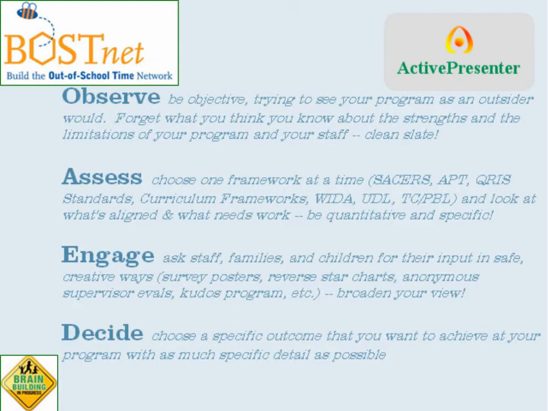Use your first star charts where the kids have a list of all the activities and they get to put stickers or stars next to their favorite ones so that you're getting feedback from them. Ask the staff to anonymously fill out evaluations of you or other supervisors in the program so that you can get their perspective on what's going well and what's going poorly, or their perspective on other elements of the program.